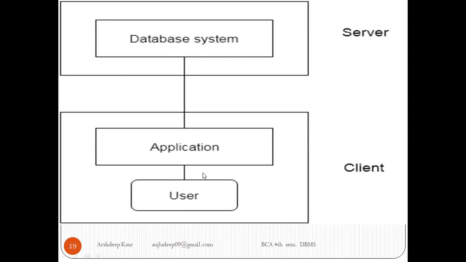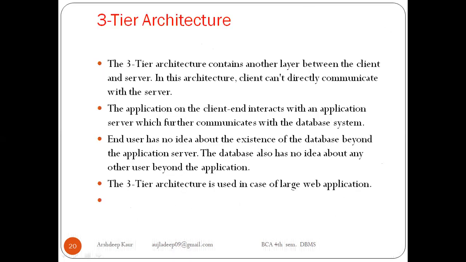That's why it is a two-tier. Tier 1 is the client, tier 2 is the server. So first, the user sends the request to the application, and the application forwards the request to the database management system. The database management system sends the result first to the application, then the application forwards the result back to the user. There is no direct communication between the user and the database system. Both the user and the database system are dependent upon the applications.